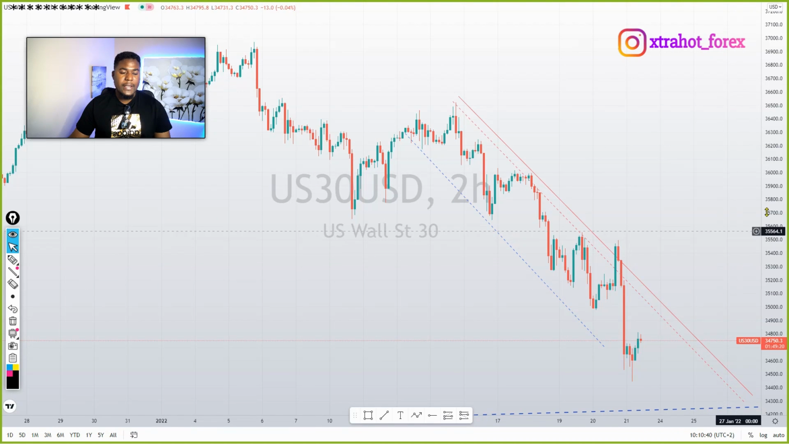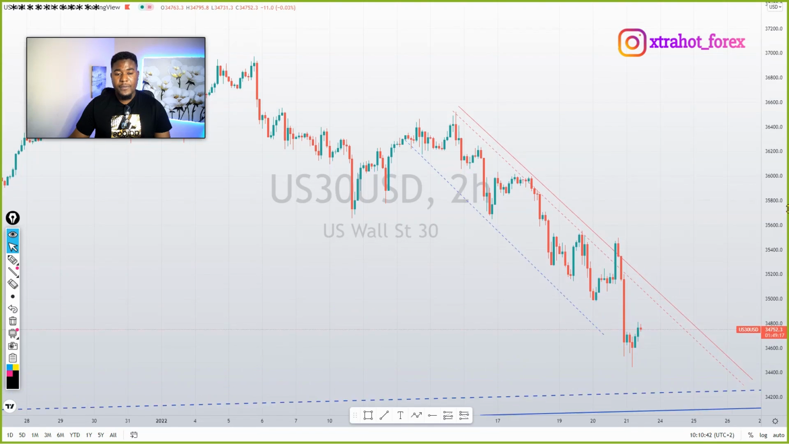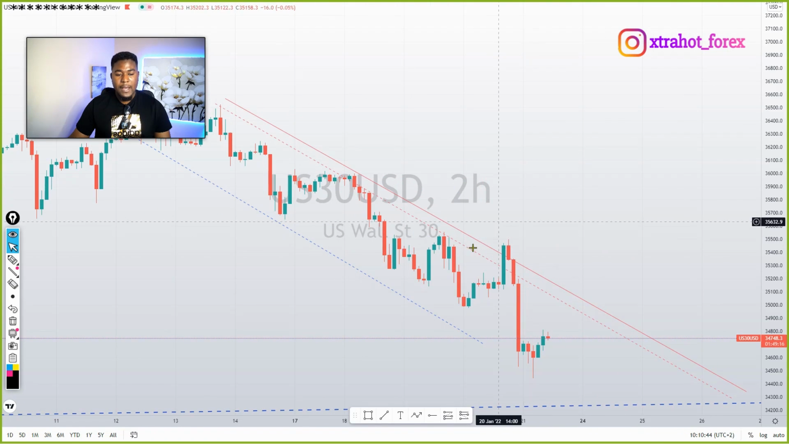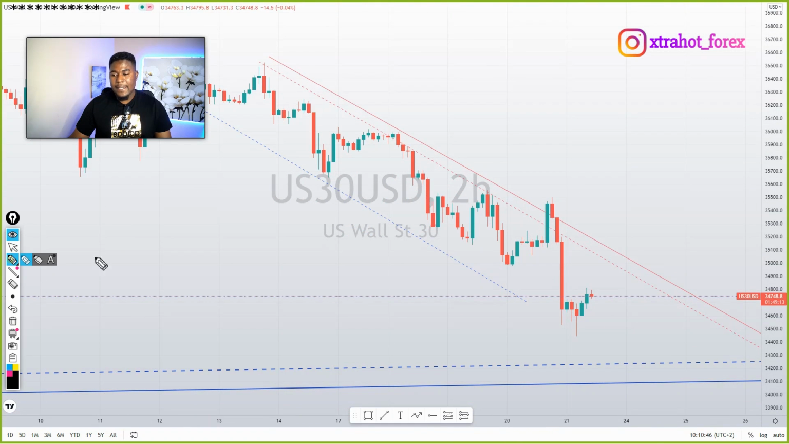US30 also gave us some sort of a fake move. You can see that we drew our resistance around this area, and this is a 2-hour also. So if maybe we go on an hour, you will see what I'm trying to talk to you about.